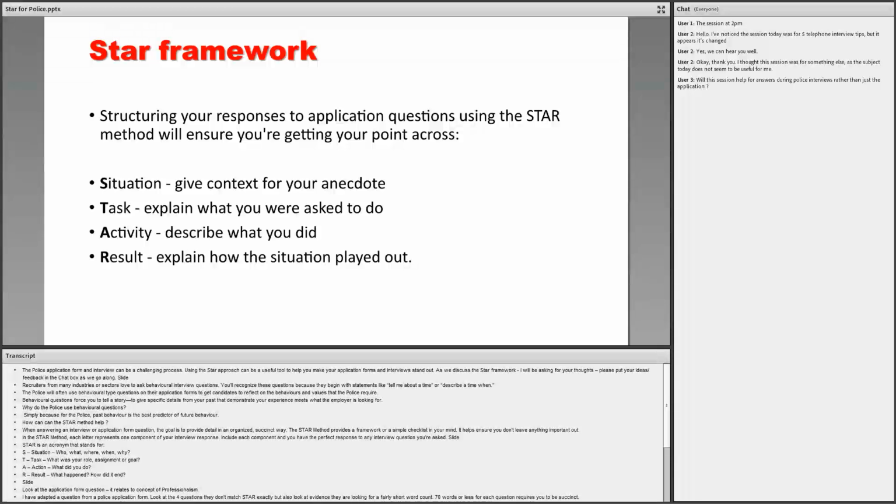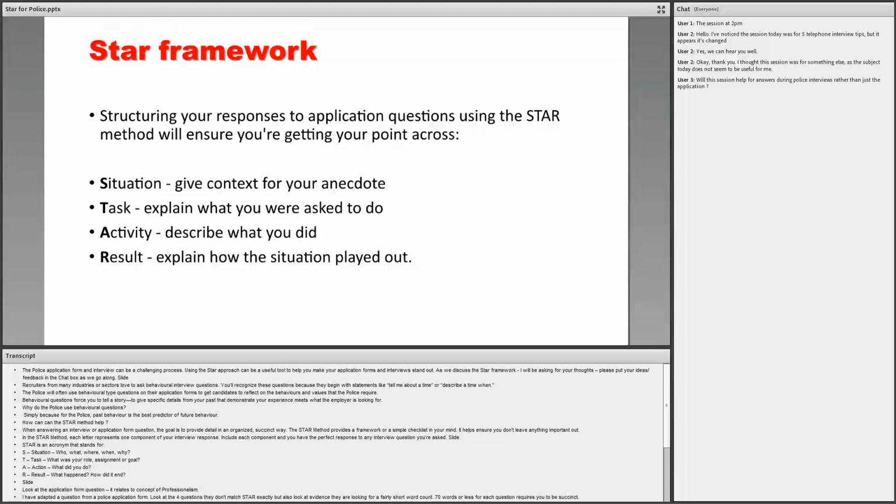Okay, so here's the STAR approach. And STAR stands for, S stands for situation. The who, the what, the where, and the why. T stands for task. What was your role? What was your assigned goal in the example?